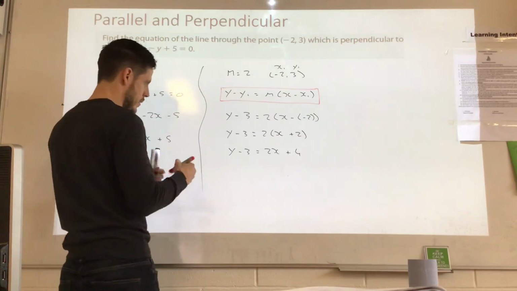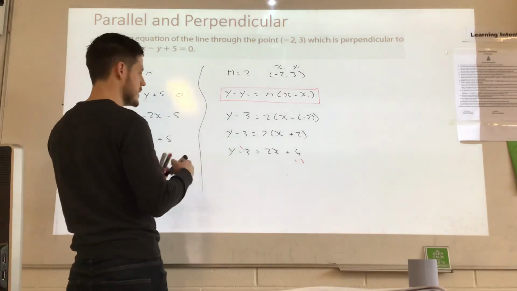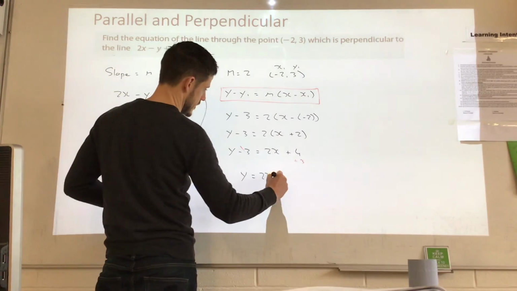And I like to get y by itself, so I'm going to bring my minus 3 over, it becomes plus 3 over this side. So the equation of this line is y is equal to 2x plus 4 plus 3.